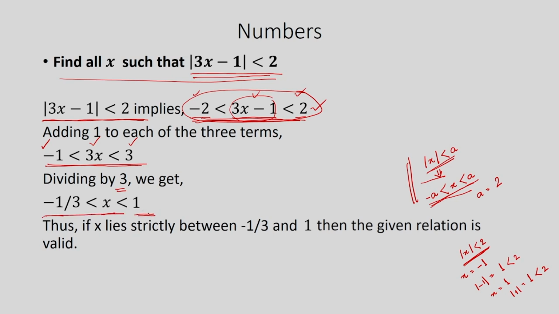So, this is the final chain that we have got: minus 1 divided by 3 strictly less than x strictly less than 1. Okay, so this is actually the solution. If x lies between minus 1 divided by 3 and 1, then the given relation, that is modulus of 3x minus 1 less than 2, is valid. So, that is the solution.